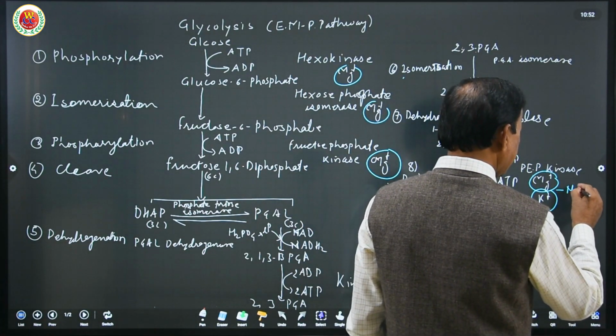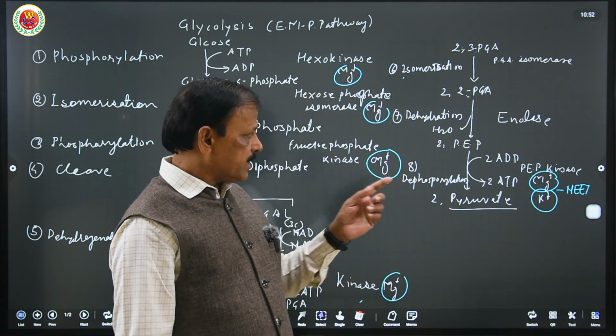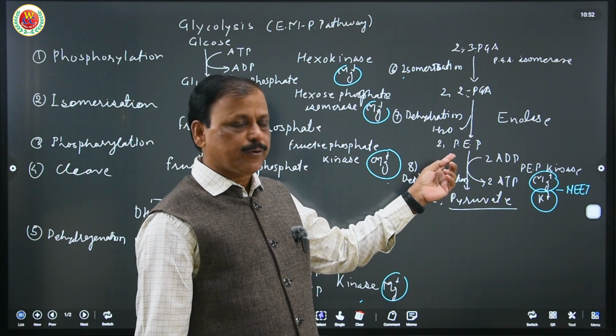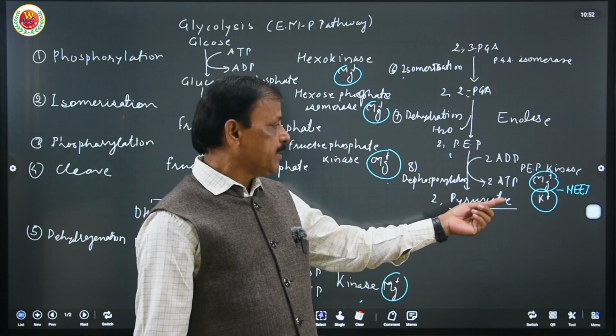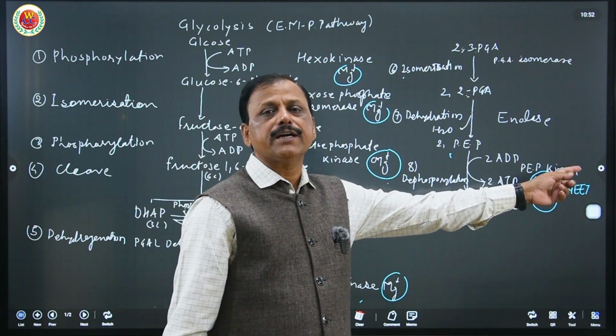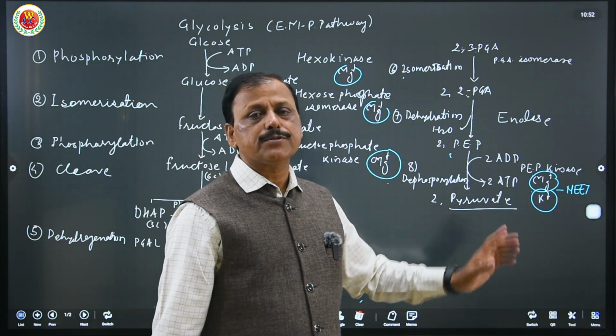These are the 2 factors, and that is the point of NEET. A question can be asked in NEET: the minerals which catalyze the last process of glycolysis, converting phosphoenol pyruvate into pyruvate, catalyzed by phosphoenol pyruvate kinase, in the presence of factors A, B, C, D. These options will be given.